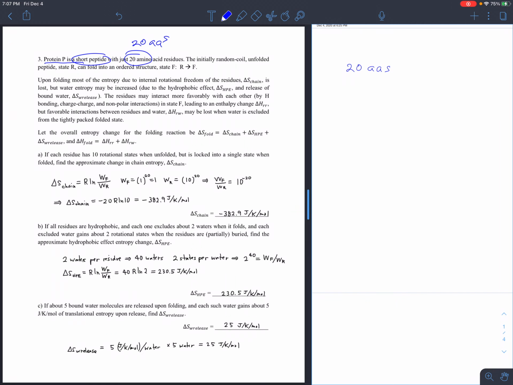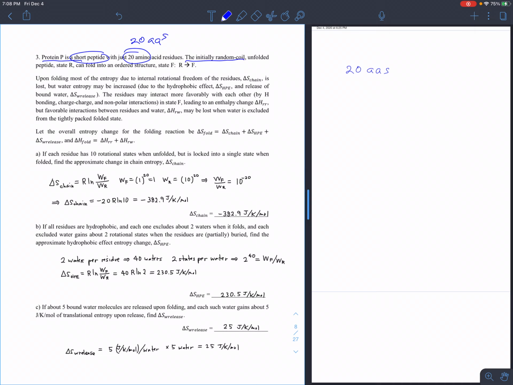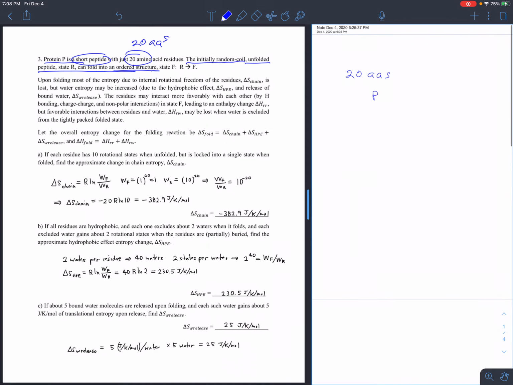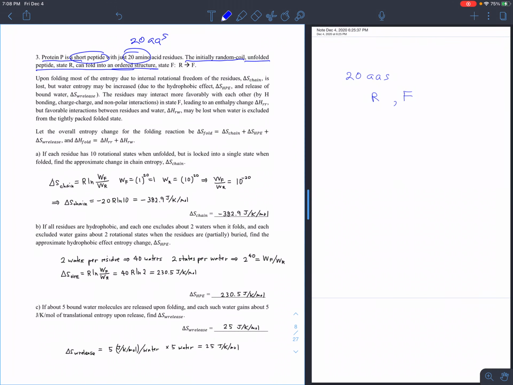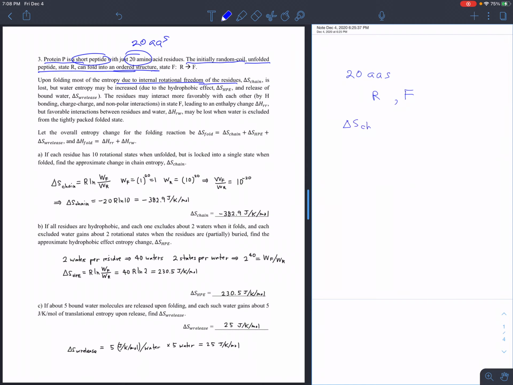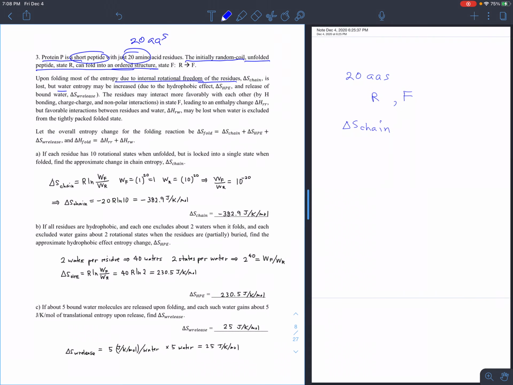And it's going to start as a random coil, unfolded, but it can fold into an ordered structure, and we call the random coil R and the folded structure F. So this is a short peptide that can fold or unfold. Upon folding, most of the entropy is due to the internal rotational freedom of the residues, delta S chain, which is lost. The residues get locked up. But water entropy may be increased due to the hydrophobic effect.